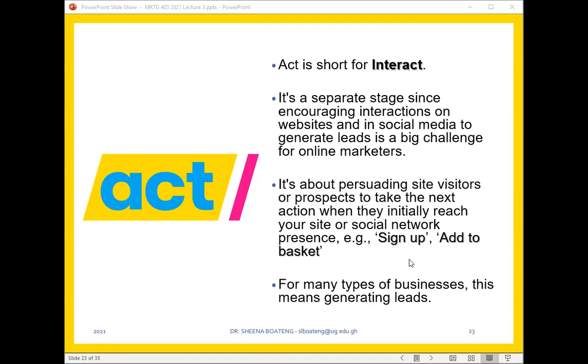So for many types of businesses, they use the interaction stage as a means of generating leads, right? Malik says, I was even given a call. Yeah, because at that point, you have become a lead. And it is in the best interest of the firm to convert that lead into an actual sale. And that is why they will go as far as calling you to find out if indeed you want to go ahead and make this a final purchase. So Malik, thank you for sharing. So that is it for the interact stage.